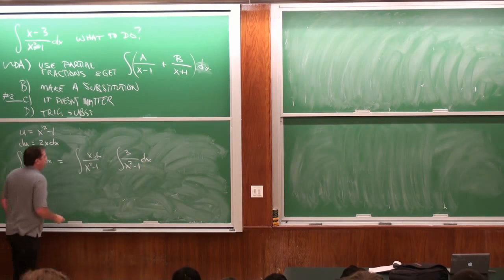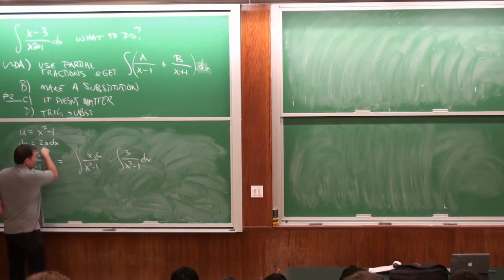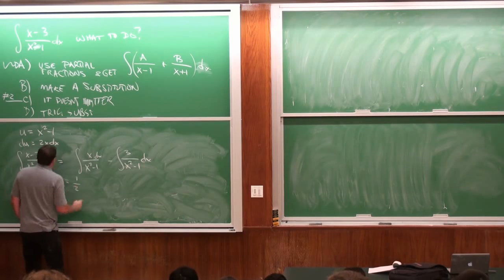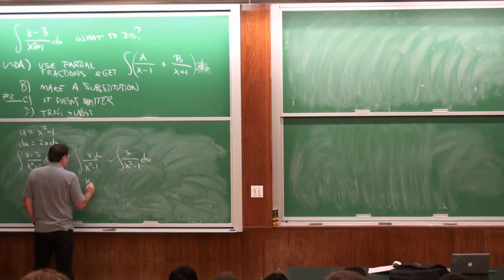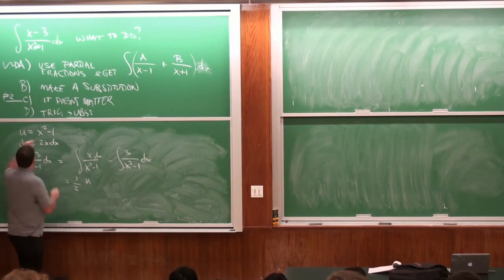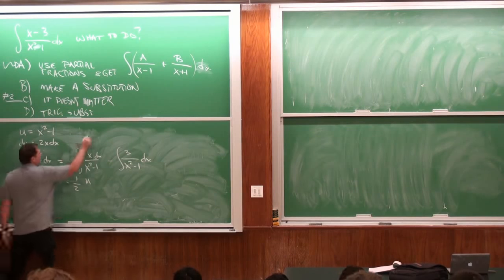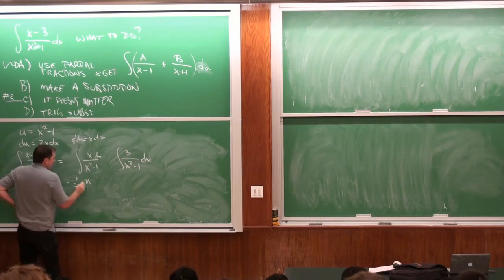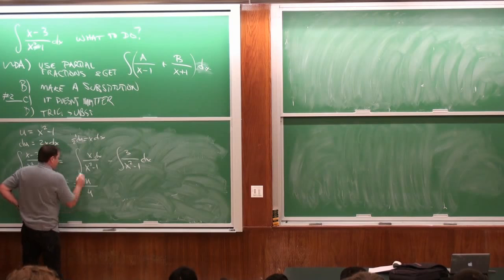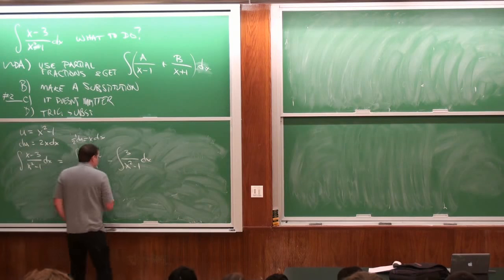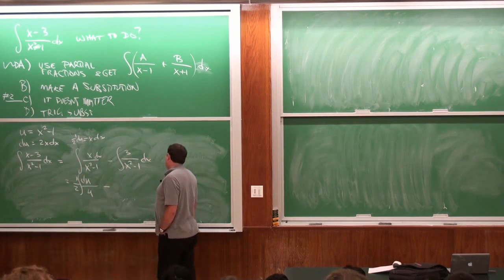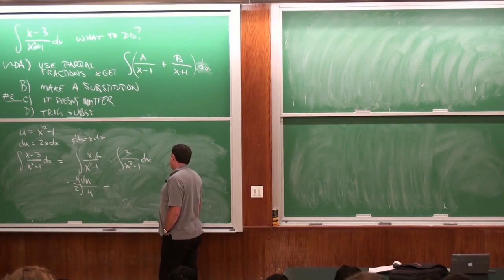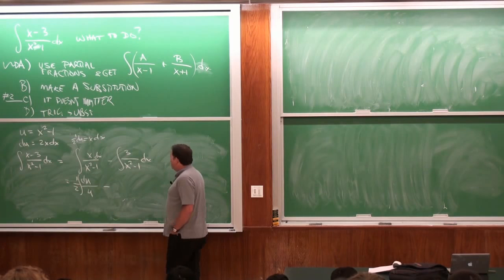So I have that. And now this I can do easily with this substitution. So this is 1/2 u, because x dx is 1/2 du. So I have a 1/2 du on the top and a u on the bottom. And then here, this is one I should know.